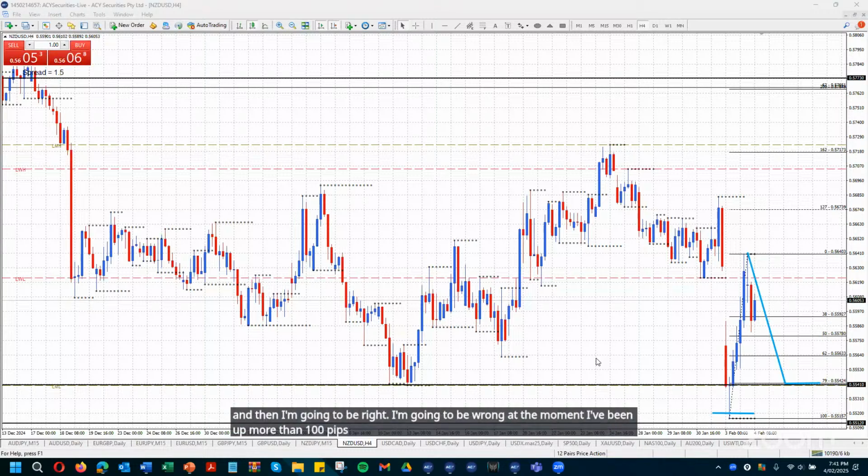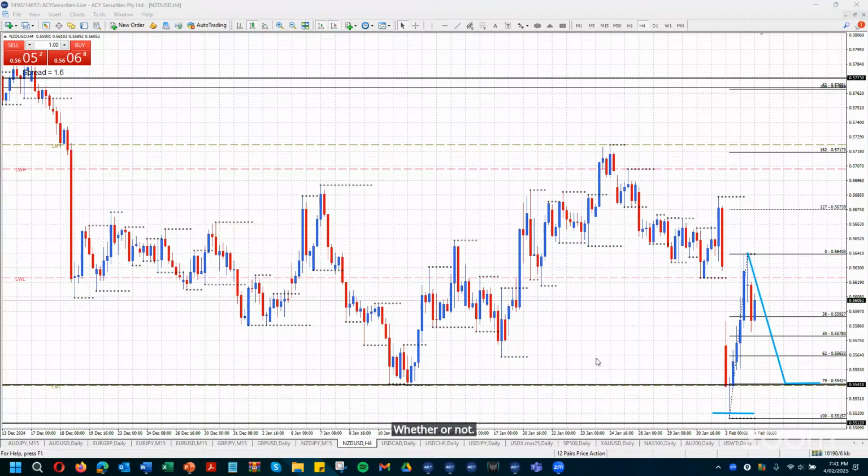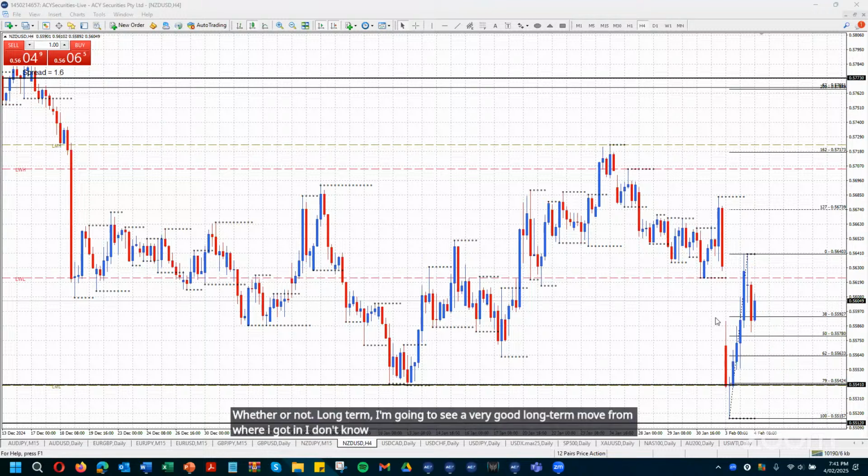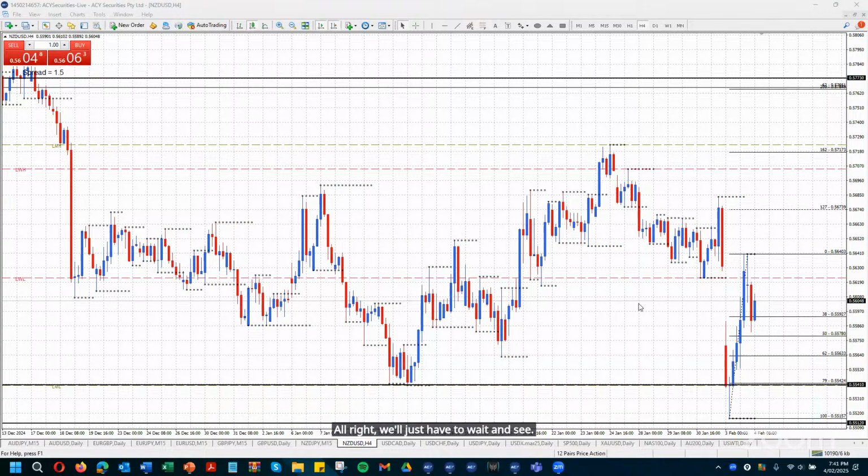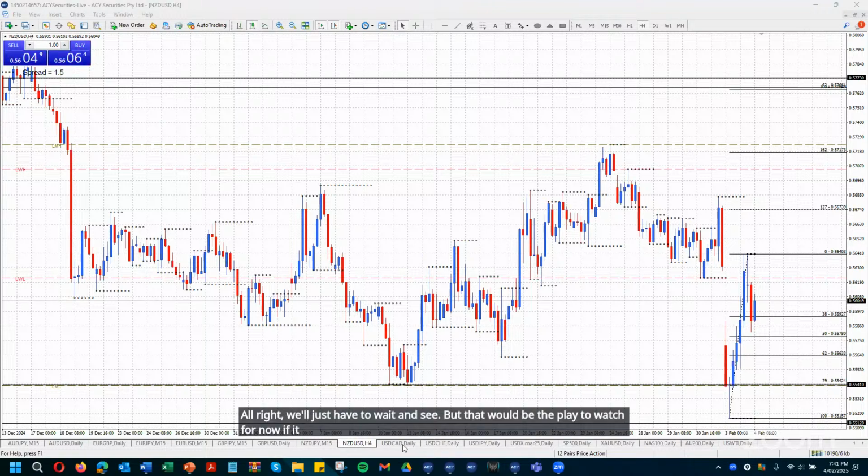I'm actually risk-free now. Whether or not long-term I'm going to see a very good long-term move from where I got in, I don't know. But this may well come back down to test support. All right, we'll just have to wait and see. But that would be the play to watch for now if it can come around.